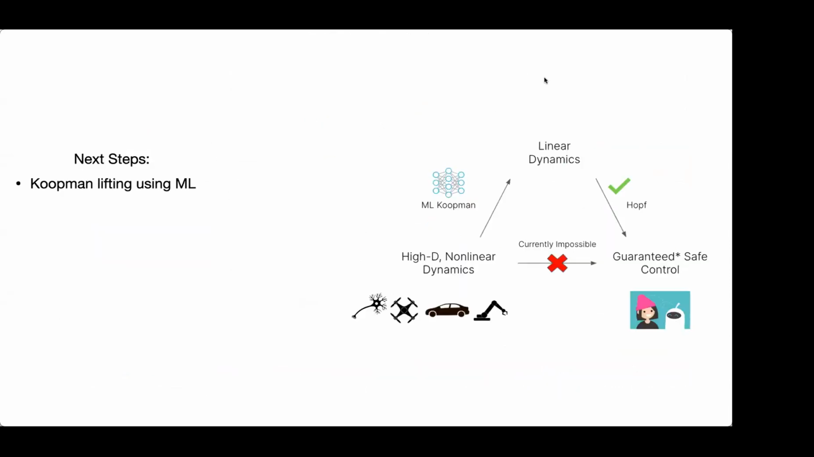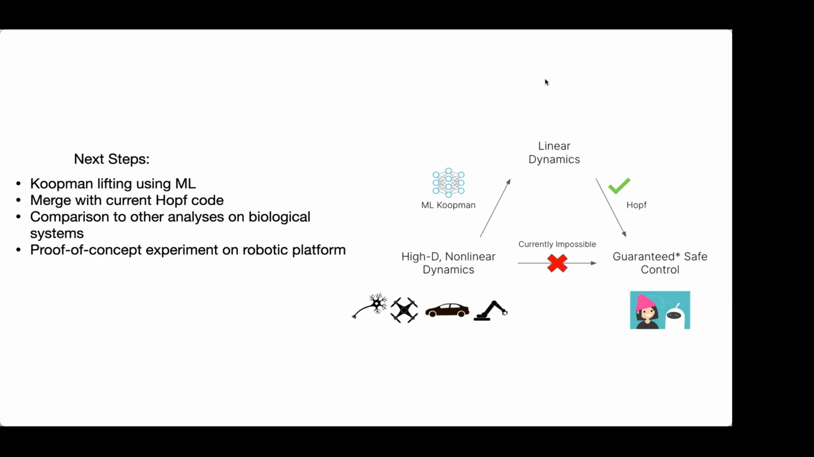So our next steps are to do the Koopman lifting, merge this with the current Hopf code, and compare to other analyses on biological systems. I mentioned the anesthesia, the artificial pancreas, etc. We'll also do a proof of concept experiment on a robotic platform. In particular, the head of the Robotics Institute, Henrik, has this fleet of autonomous golf carts that he wants to drive through crowds of students without hitting them, hopefully. This is an example where being able to do real-time analysis on safety and control would be very effective. And then we'd like to extend this to the biological systems that are currently intractable to analyze, the type of systems that Will initially came to me wanting to do.